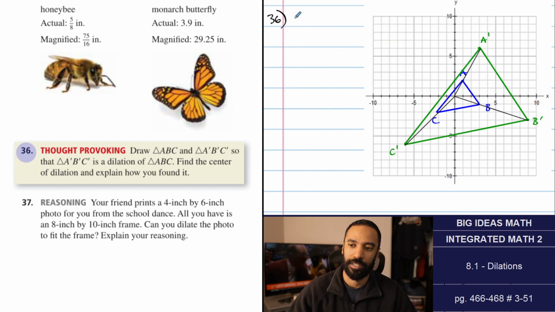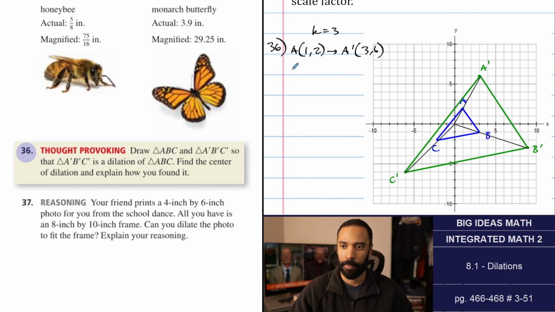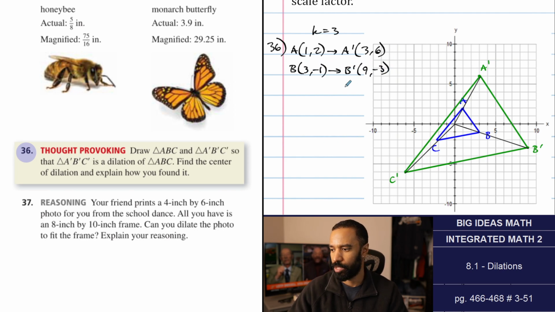Center. So hold on. Let's write these out. A at 1, 2. A prime at, so my K is 3, hold on, K equals 3. I made these up. 3, 6. It's not really thought-provoking. B is at 3, -1. B prime is at 9, -3.